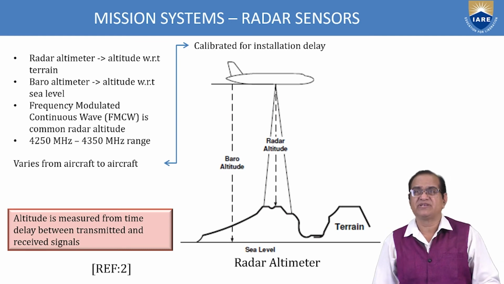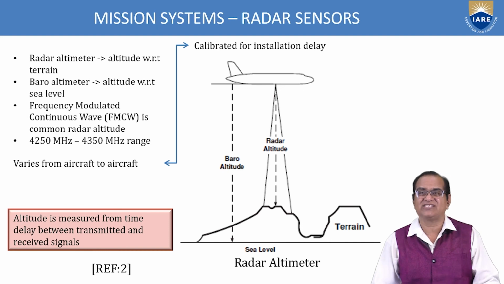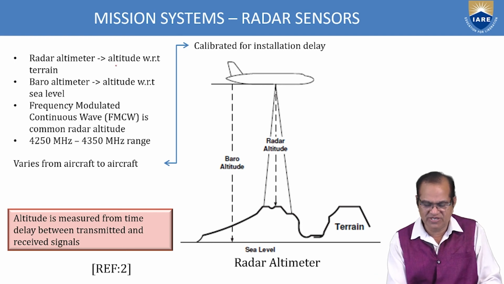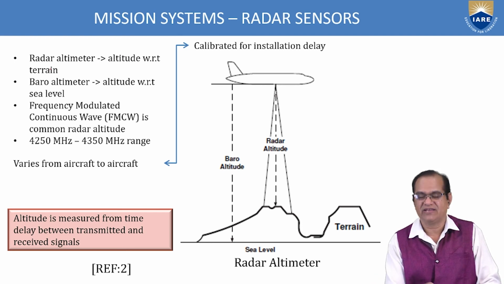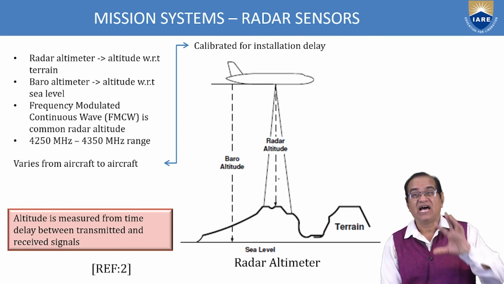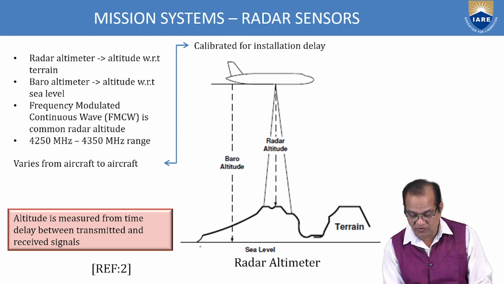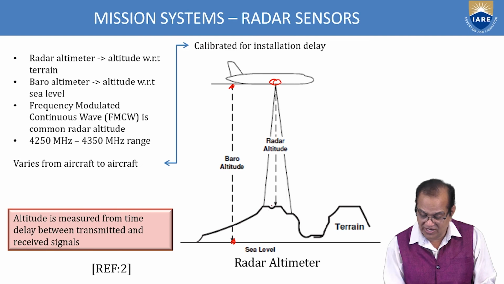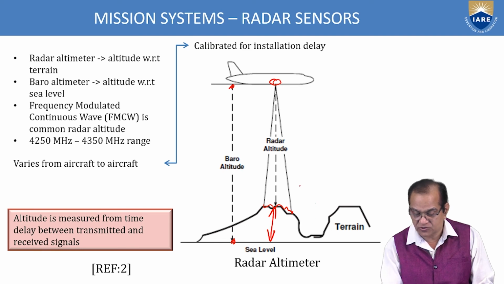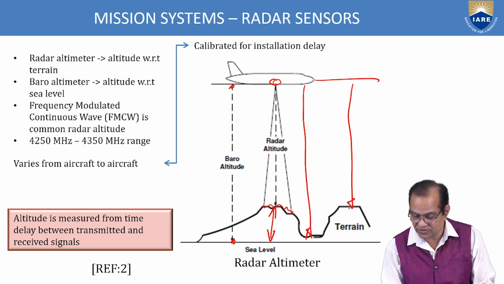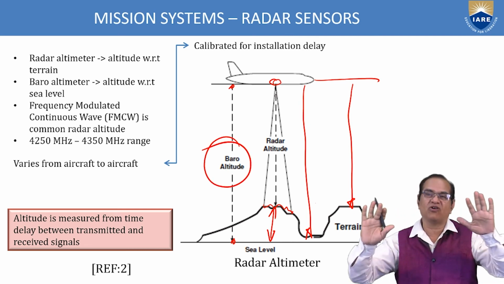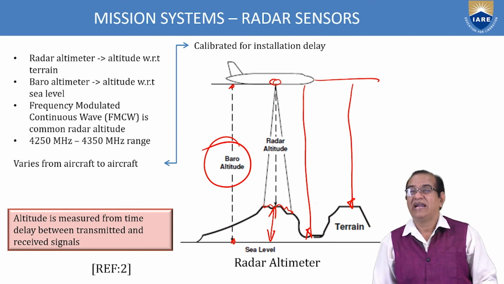Then radar systems. Radar sensors mostly work by electromagnetic waves. The radar altimeter gives the altitude with respect to the terrain. That is the benefit, because the barometric altitude gives it from sea level. If the radar is here, it will give the height from the location, from here to here. But if you use only the barometric one, it will not give it from where you are flying, it will give it from sea level. So we have to take care of that.